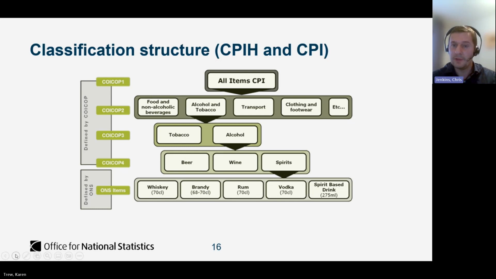We then calculate a price index at each level of our classification by combining them together to give us our higher level indices. So for example, we will combine all the thousands of prices we collect for whiskey, brandy, etc. to give us a price index for our spirits basket. Our spirits basket is then combined with the basket for beer and wine to give us our overall alcohol price basket. And then this is combined with food and so on until we get to our overall CPI.